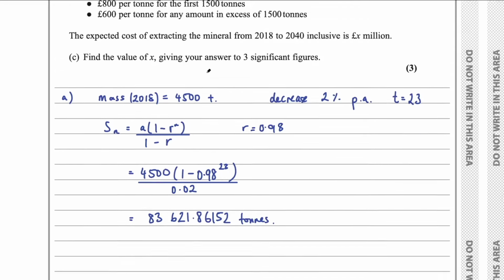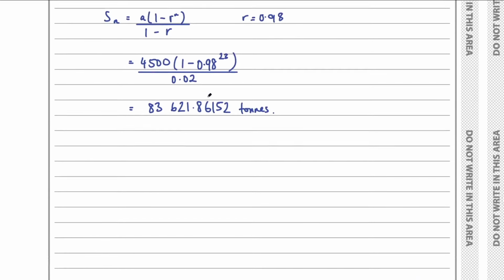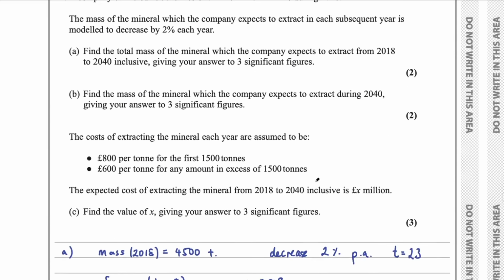And then go back to the question. It said also to round off to 3 significant figures. So we want to round this to 836. 6 is the third significant figure, and that will stay the same. So this will be 83,600 tons to 3 significant figures. Okay, that was part A.